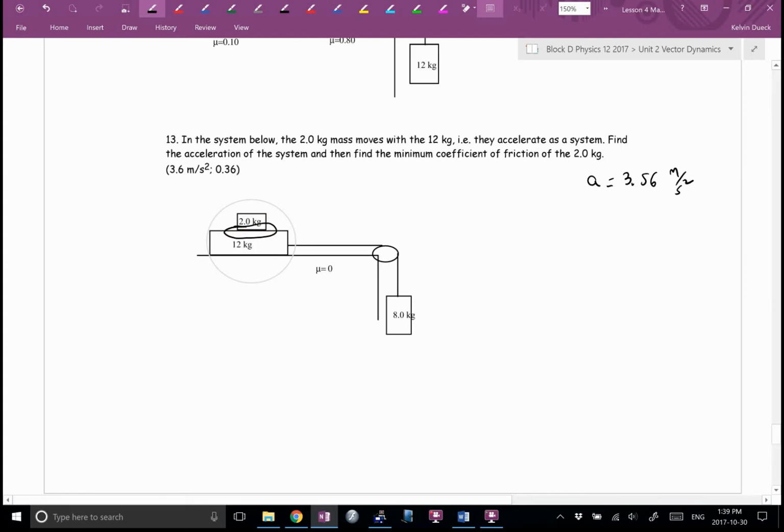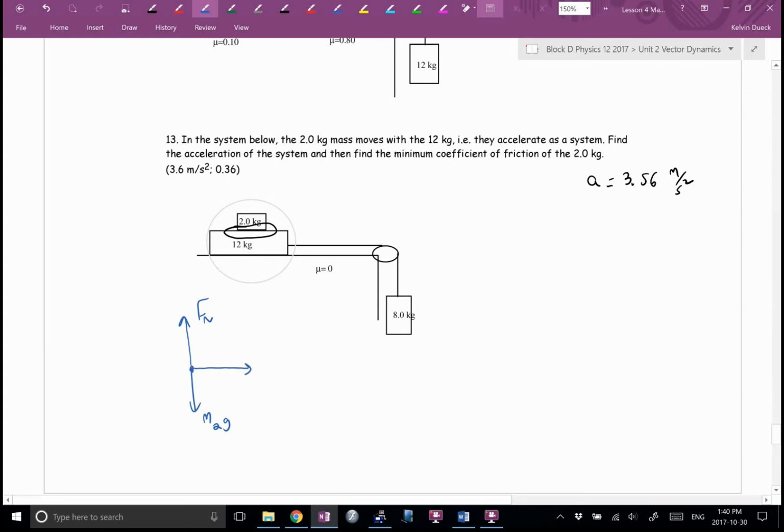I'm going to focus on the 2 kilogram mass. I'm going to do a free body diagram for the 2. What are the forces acting on it? Get the obvious one. What else? Normal force poking up. Now it gets tricky, so I'm going to go much more meticulous. Which way is mass 2 accelerating? To the right? So there has to be a force pointing that way.